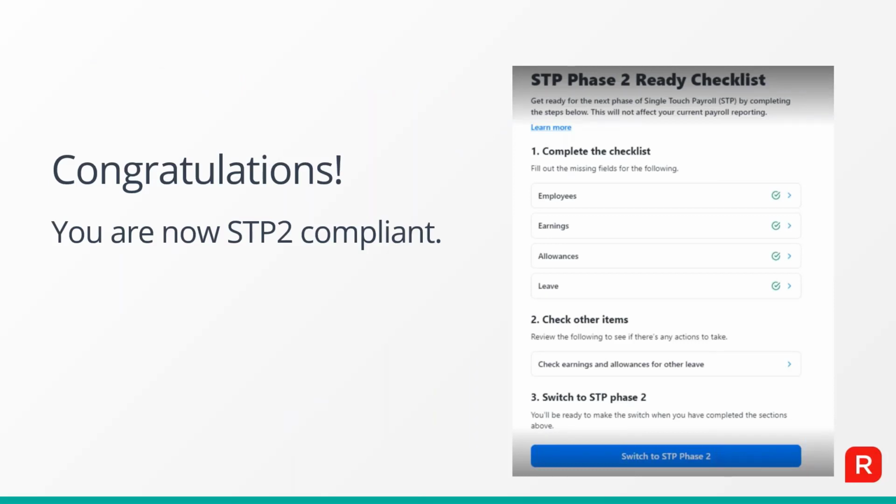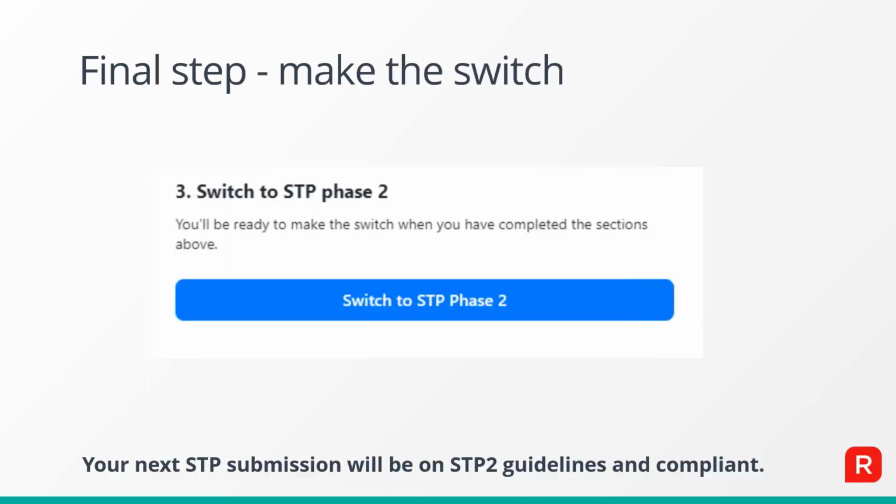Now, once you have completed all the steps, you'll see that you have 4 green ticks on the STP Phase 2 Ready Checklist, and that means that you are STP Phase 2 ready. So the final step, step 3, is to switch to STP Phase 2. And when you do this, congratulations, that means that all future submissions will be under STP Phase 2.